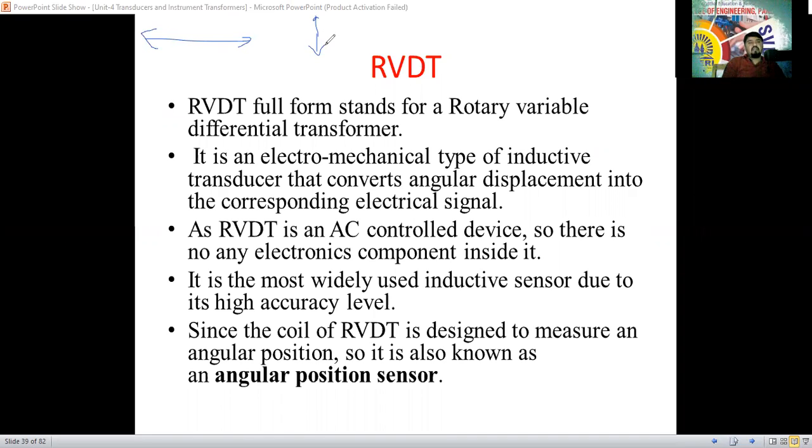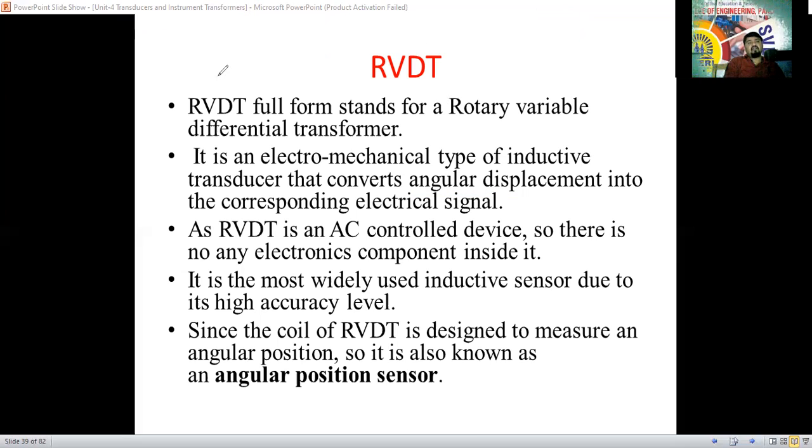LVDT is linear. It may be left, right, or up and down. But RVDT, we are going to rotate it. Angular displacement we are going to consider here. Suppose if it is here, this one we'll consider as 0. This is 0. 30 degree, 90 degree, 120 degree, 180 degree, like that. How much difference is that we are going to consider. Based on the degree of angular displacement, the output will change.